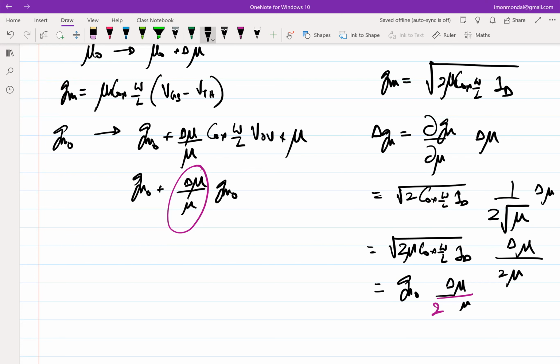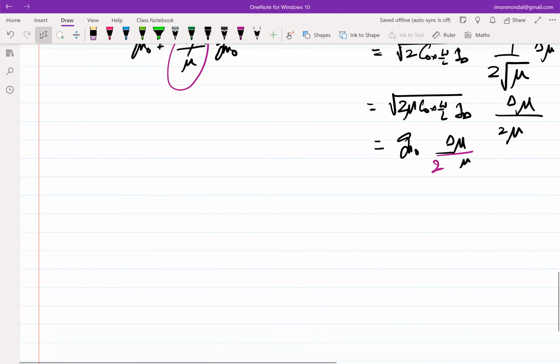Fine. So we saw one way of biasing a transistor with a constant current source. However, that is not the only way. There will be multiple ways because there are multiple ways of feeding current into a transistor.